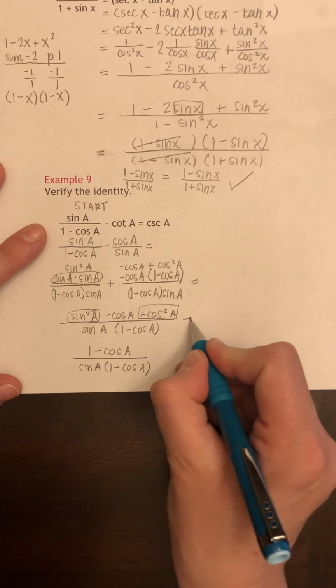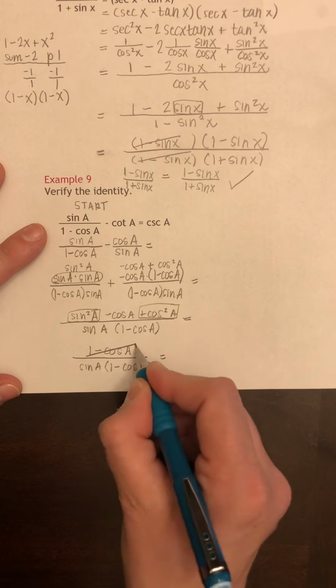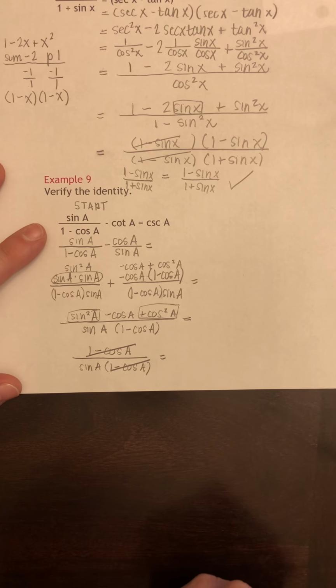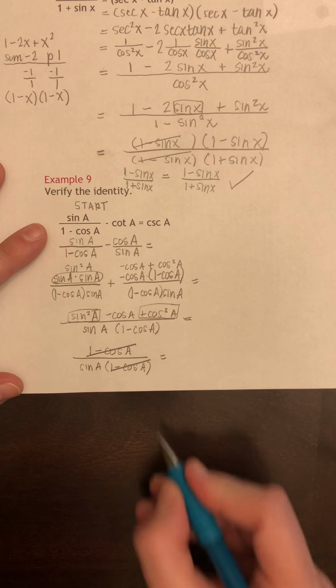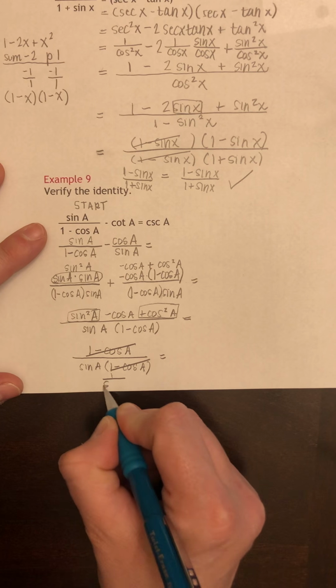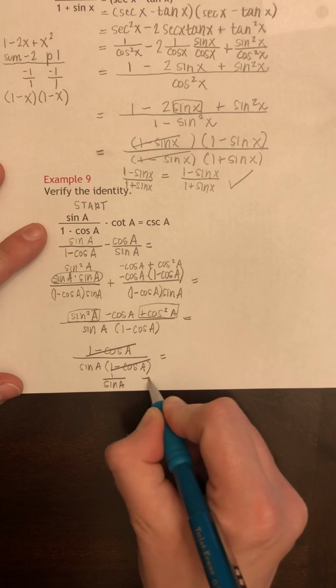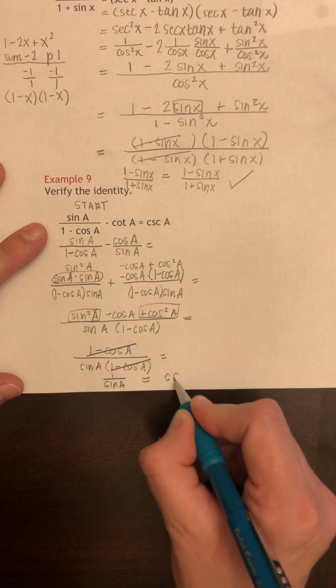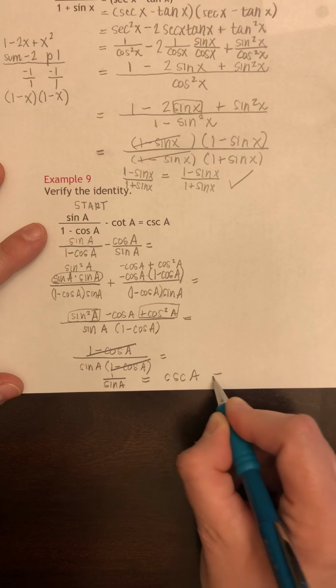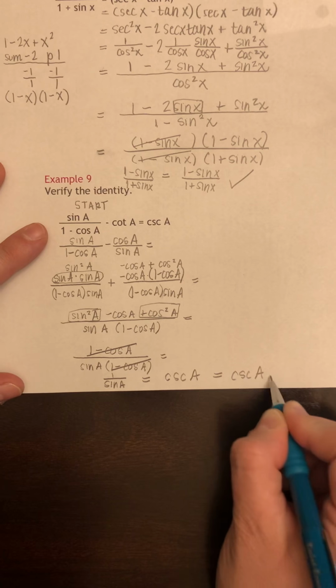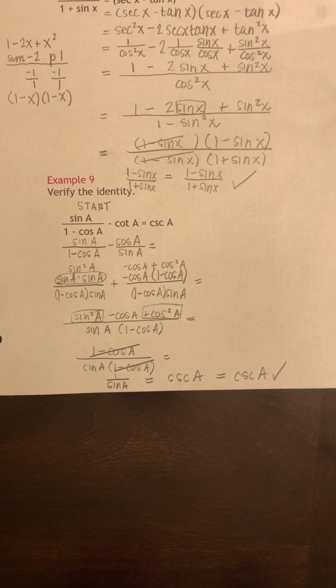And now what do you think is going to happen? We have a factor that's the same in both the numerator and the denominator, so we're going to cancel it out, which leaves us with 1 over sine A, and 1 over sine A is the reciprocal of cosecant A, which is exactly what was on the right side.